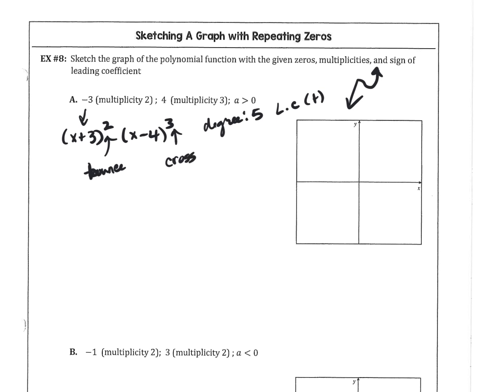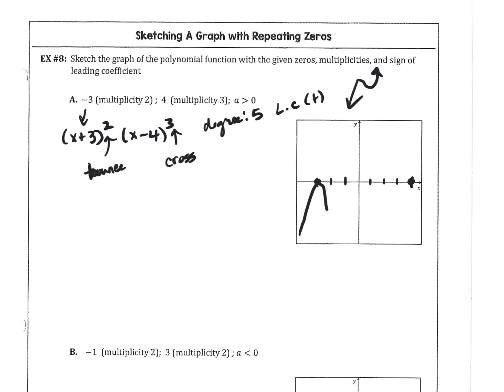Well, let's put this on here. We have a root at negative 3. We have a root at 4. We know the one at negative 3 bounces. It's coming from below. So if this thing is coming from below, it's going to come up here, bounce off. It's going to have to go back down. We don't know what it is.